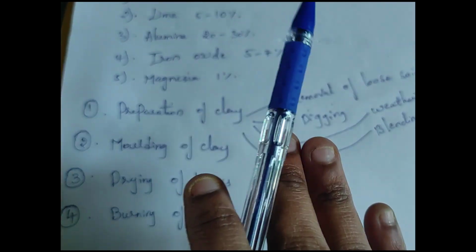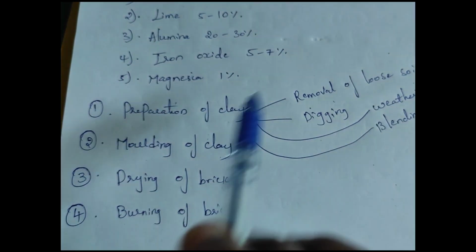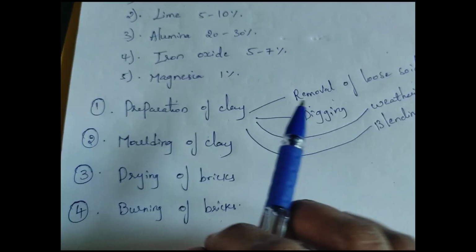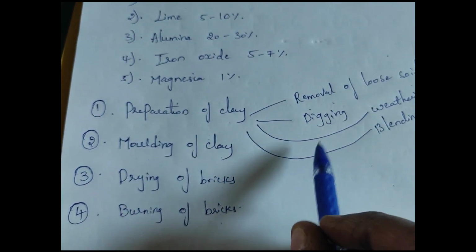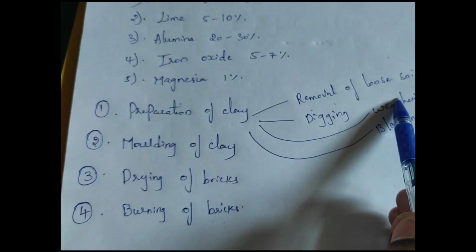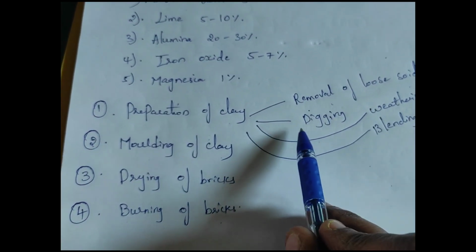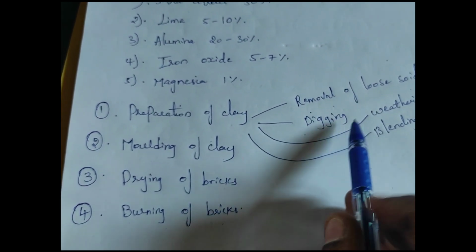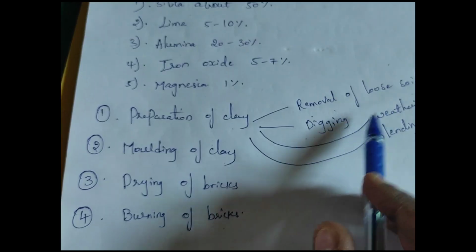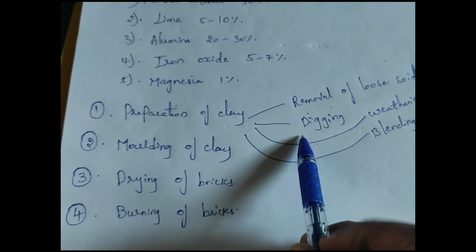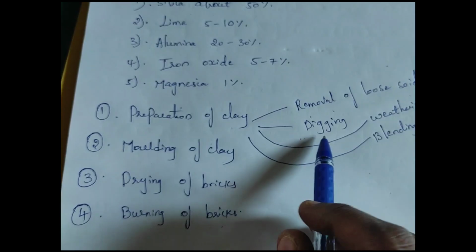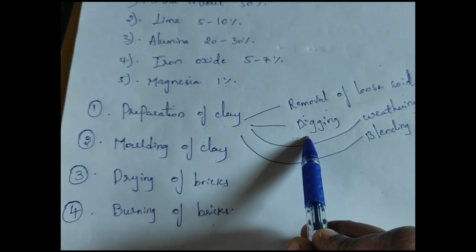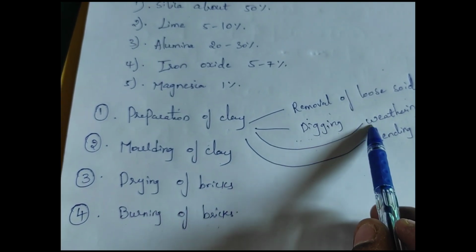First, for preparation of the clay, we have to remove the loose soil. The top layer of loose soil, about 30 centimeters deep, contains a lot of impurities like organic matter, and hence it should be taken out and thrown away. The second one is digging, spreading and cleaning. The earth is dug out from the ground and spread into heaps about 50 to 150 centimeters in height.